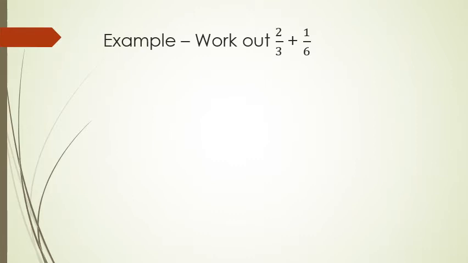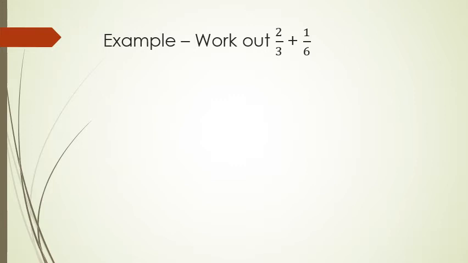There is an example given in front of you. Work out 2 by 3 plus 1 by 6. Now these two are very different fractions. Their denominators are different. One has the denominator as 3 and the second one has 6. Just see which one is smaller. 3 is the smaller one, whereas 6 is the bigger one.